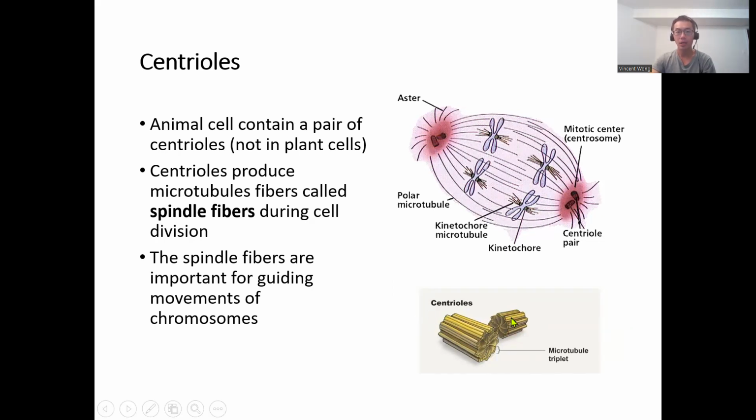The centrioles are going to be producing a special kind of microtubules called the spindle fibers. The spindle fibers will attach to the chromosomes and move them around during cell division. I already told you last class, the chromosomes need to go to different places when the cell is dividing. You need to make sure that one cell receives half of the genetic material and the other receives the other half. And how does it know where to go? Well, again, it's guided by these microtubules called spindle fibers.